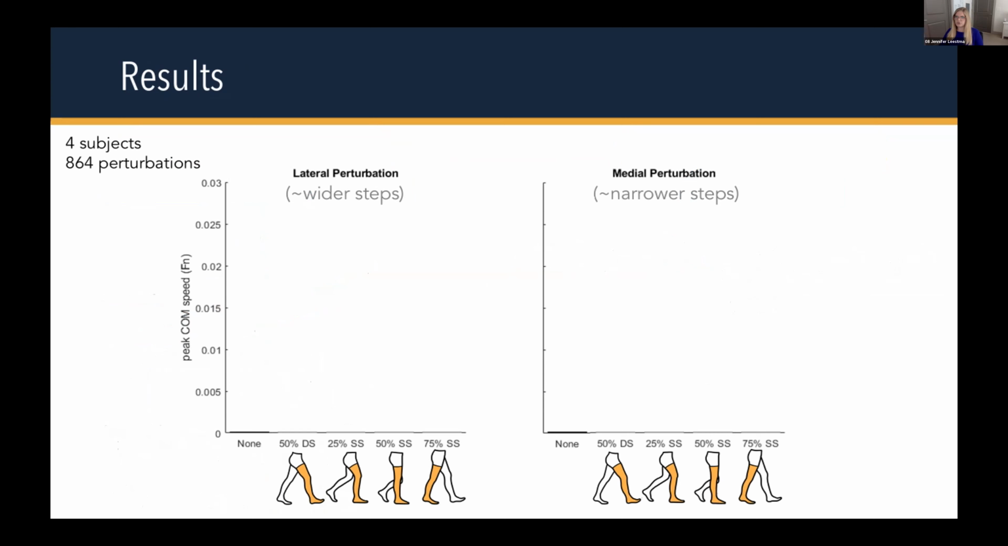So the results that I'm going to be showing today are for 4 subjects, which is 864 perturbations. What you're going to see on the x-axis here is our 4 timing conditions, so the double stance and single stance percentages that I mentioned earlier. And on the y-axis, you're going to see the peak center of mass speed. Just to give a reference point, this black bar here is for steady state walking and the peak center of mass speeds that we saw during those components of the trial.